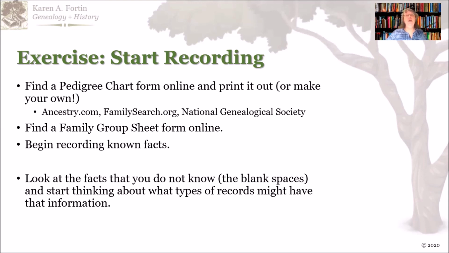The easiest way to find a form is to do a search in a search engine such as Google. Just enter the terms Pedigree Chart form, and you'll find many to choose from. Do the same to find a family group sheet form. Then begin recording all of the facts that you know or that you've discovered from the scavenger hunt exercise in the previous lesson. Once you have some of the information down, look to see those blank lines and start thinking about what types of records might be available that has that information.